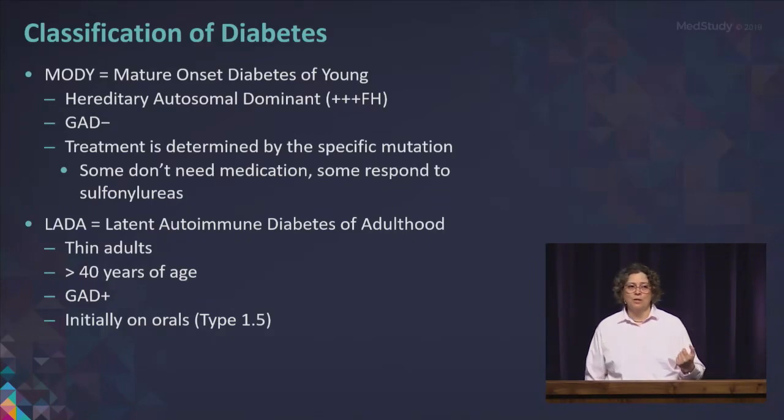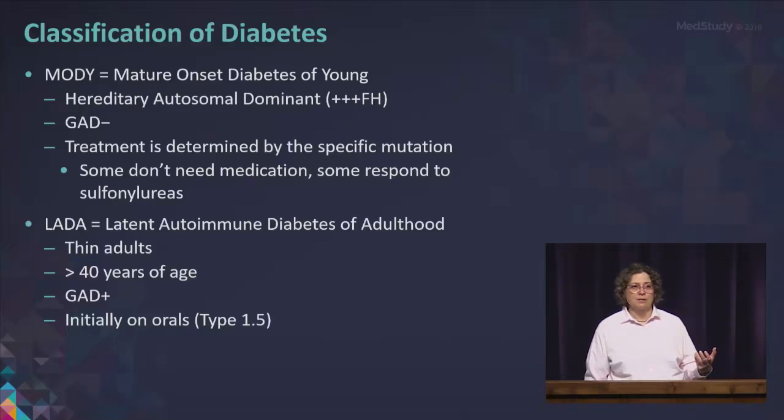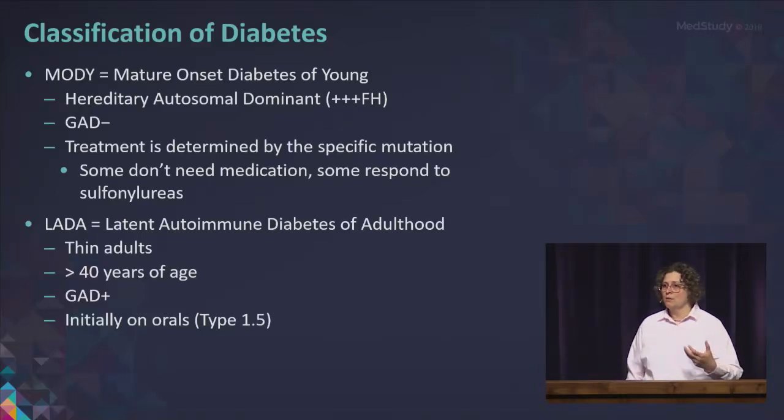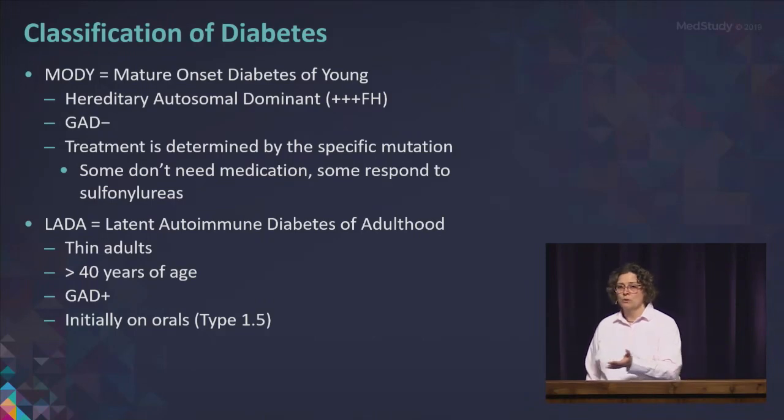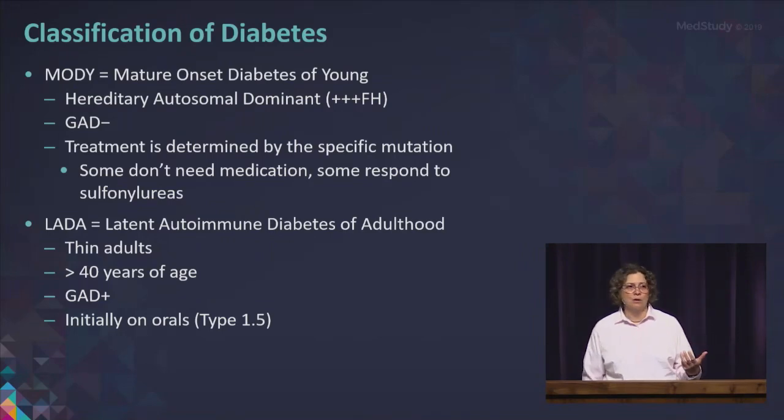Used to be called type 1.5. So these people are older than the age of 40. They were diagnosed with diabetes initially on pills, but then they kind of morphed into requiring insulin. You look at them and say, well, gosh, you're not your typical type 2. Again, where are your metabolic friends? Where are your obesity, sleep apnea, dyslipidemia, and all those things that go along with it?